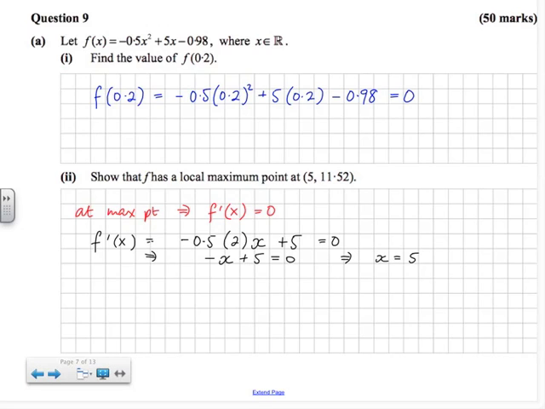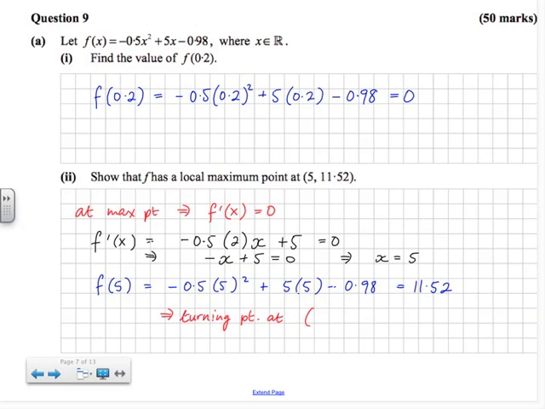And this is what we wanted because it says the max is at 5, 11.52. So sub in 5 into the original function and evaluate this, and we see that yes, it's 11.52. So this is a turning point at 5 and 11.52.